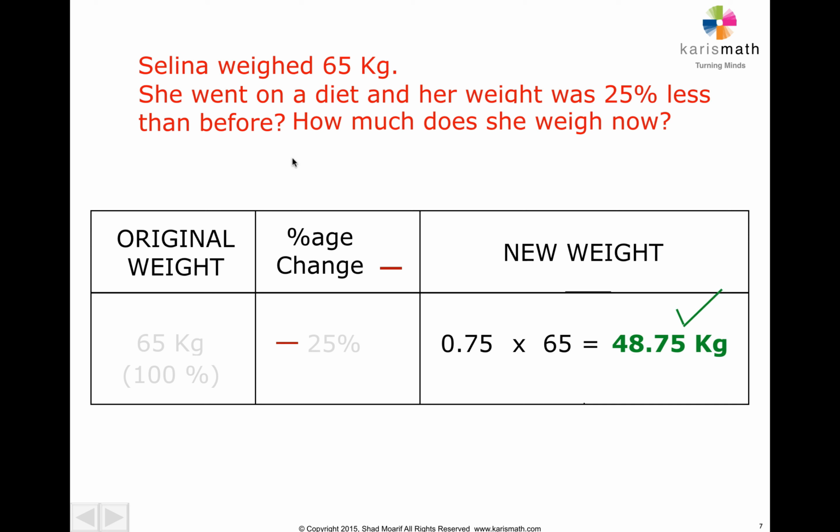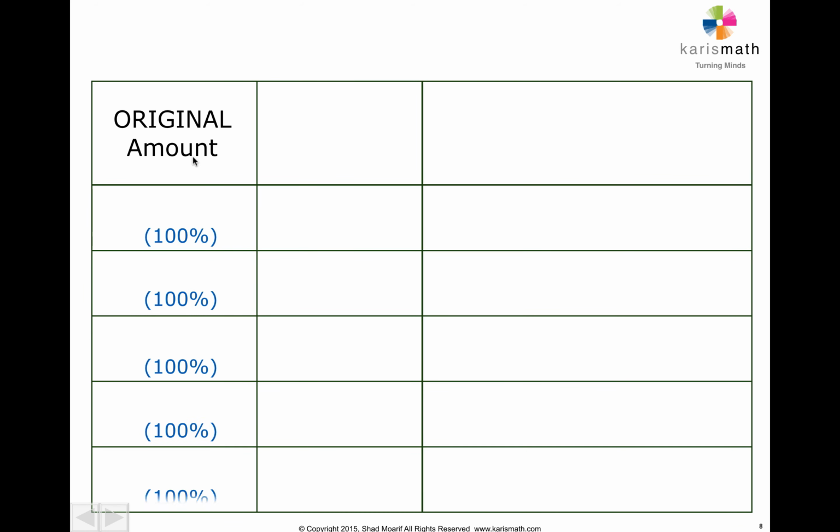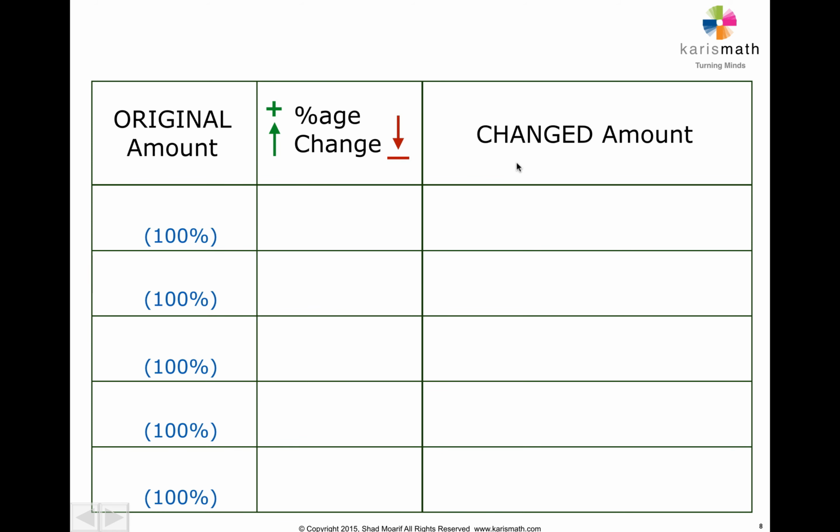Great. Now that you have a pretty good idea of how to do these, start practicing. Take out your notebook, take out your pencil, erasers in case you need them, and start working out these answers. So the original amount is going to be shown here. The percentage change, if it's an increase, it's going up. If it's a decrease, it's going down. And the changed amount could be a larger one, which would be an increase, or it could be a smaller one, which would be a decrease.